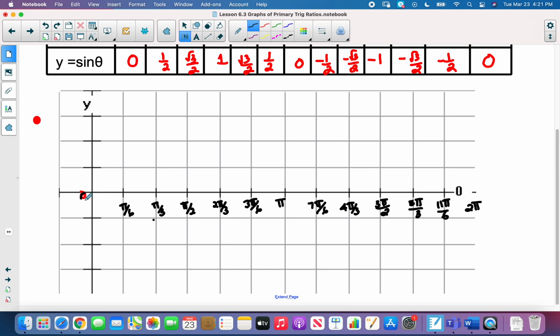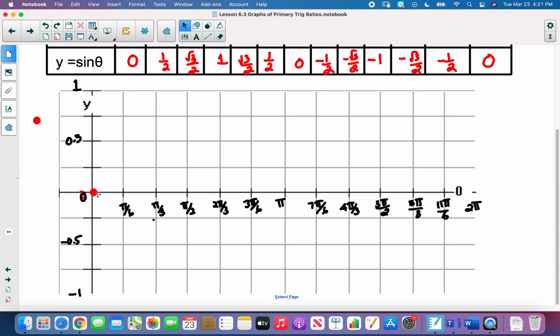So this is 0. This is 0.5. This is 1. This is -0.5 and -1. So let's plot the points first.